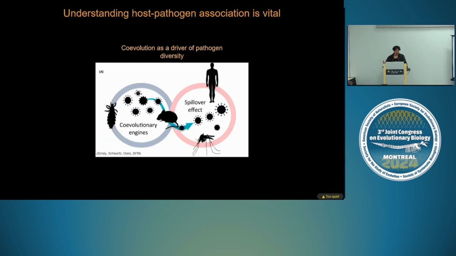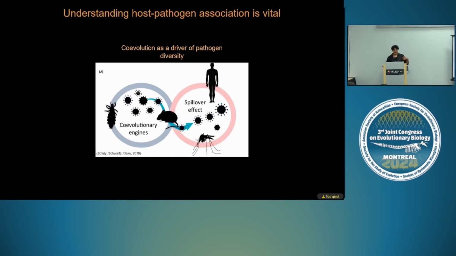And so on that note of understanding host pathogen association, understanding the level at which a pathogen is associated with its reservoir host is important because strong interactions between the two can lead to co-evolutionary mechanisms that ultimately drive pathogen diversity as they diversify alongside their hosts. And that increased diversity results in novel variants with increased likelihood for host switching events, that's between wildlife species, but also spillover events from wildlife to humans.